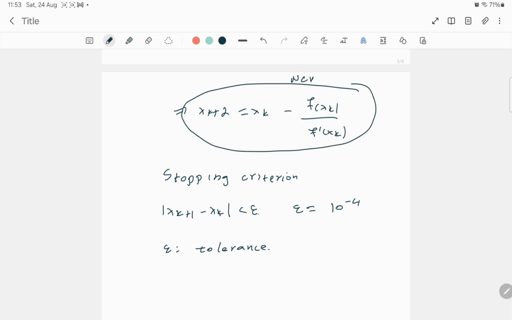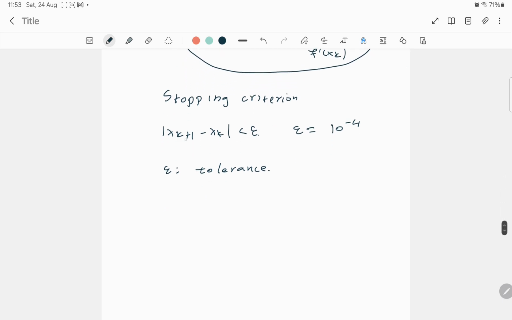This is Newton's algorithm, and this is the stopping criterion to stop the iterations. So you compute approximations each time, and at a certain point the difference between the two approximations should be a very small number.